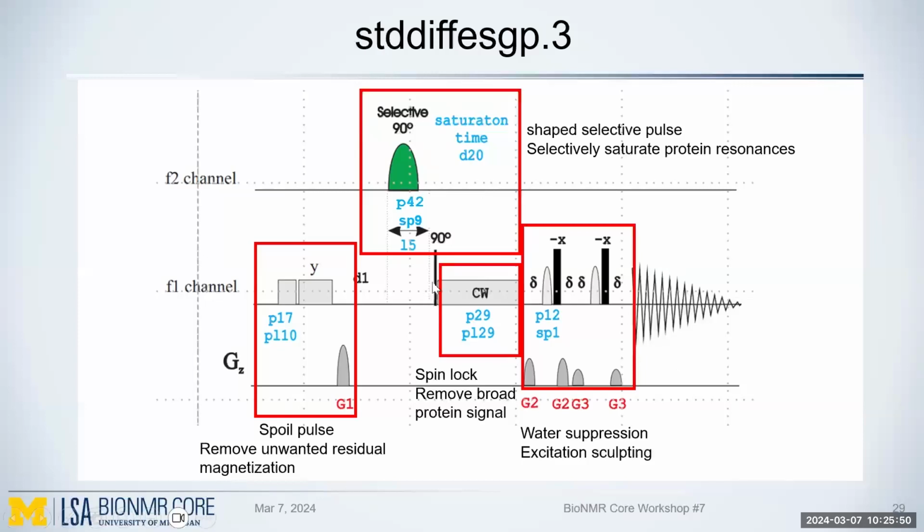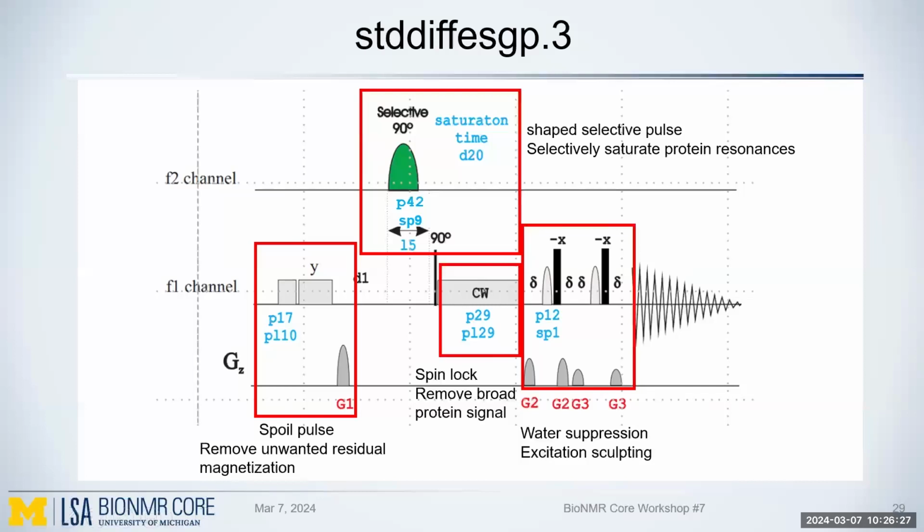And then the third important element is this spin lock pulse. This spin lock pulse is used to remove the broad protein signal. Remember, we still have about 5 to 10 micromolar of protein in your sample, and that protein can give very broad peaks in the NMR spectrum. So we can use the spin lock pulse to remove those broad background signals. And finally, we have this water suppression element. So that's the excitation sculpting pulse sequence we just talked about. This part is used to remove the water signal in your NMR spectrum.